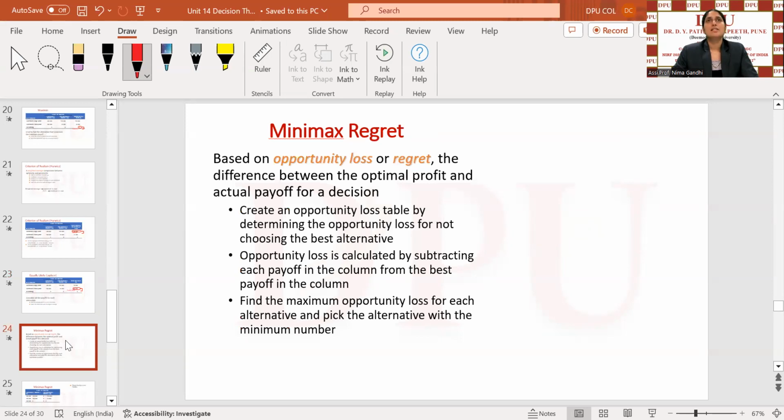So this one is the minimax regret. You are finding out the opportunity loss matrix, or regret matrix, and then you are using the regret matrix to take a decision. So what is the opportunity loss?